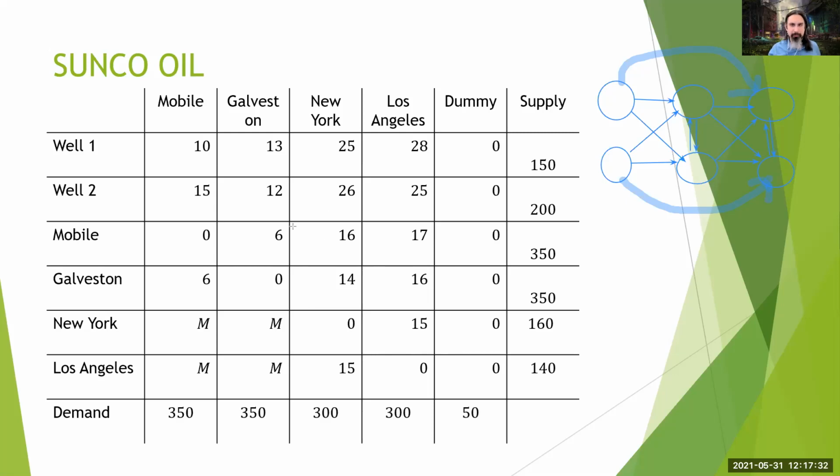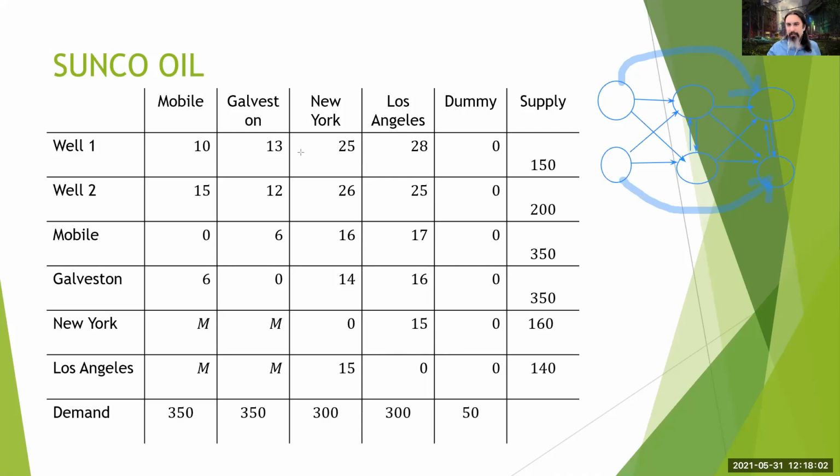From here, this is again a balanced table, and all I have to do is run the transportation simplex. So the Sunco oil question itself is something like this. We have two wells producing oil. We have to send them to Mobile or Galveston, and from there we can send them to Los Angeles or New York. But we don't have to use Mobile or Galveston. They are just transshipment points. We can send direct to New York or Los Angeles as well. But when we solve the question using this node zero and, of course, this table, we find something different.